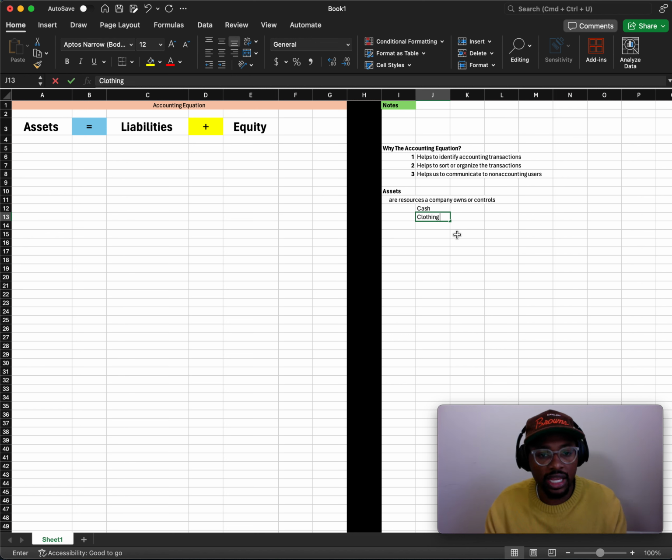Another example would be clothing. The clothes that I'm wearing, no one can take me to court and try to sue me for the clothes that I'm wearing because they're absolutely mine. Okay, no one can do that. They're my clothes. It's my asset because I own it and control it 100%.